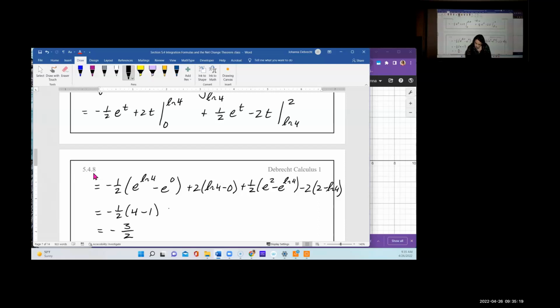Then in the second term, I end up with 2 natural log of 4. In the third term, I end up with 1/2 e squared minus 1/2 times 4. The e to the natural log of 4, again, like the first one, becomes 4. And then I take half of the 4 and half of the e squared. On the last set, we have negative 4 plus 2 natural log of 4.